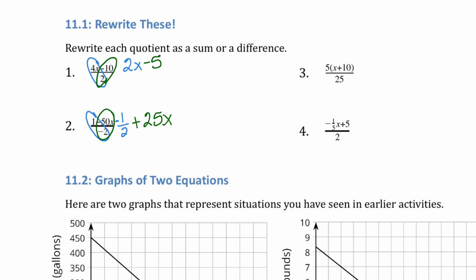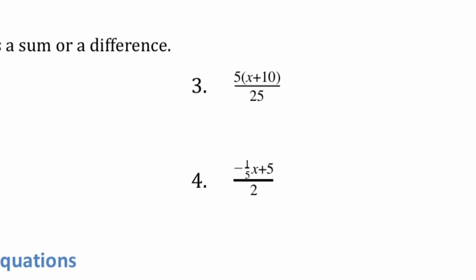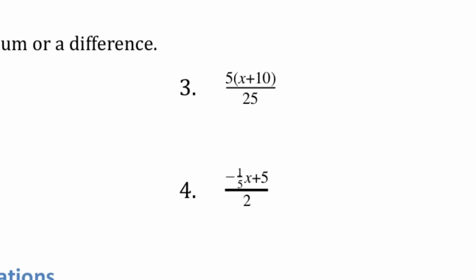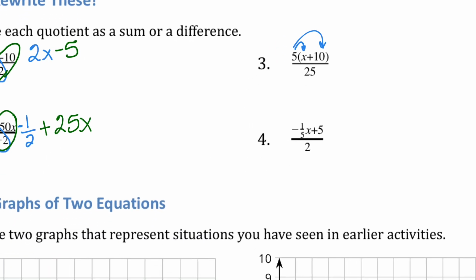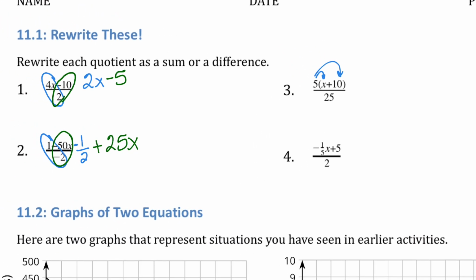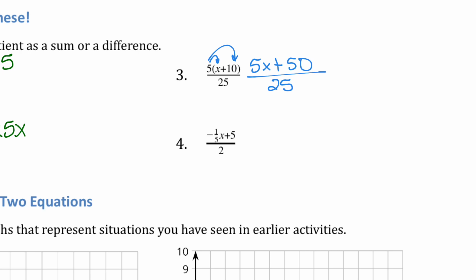What do you think I need to do first over here? Distribute. Let's distribute this. I'll zoom back out a little bit so you can still see that. What's 5 times 10? 50. All right. Now let's do 5x divided by 25. 5.